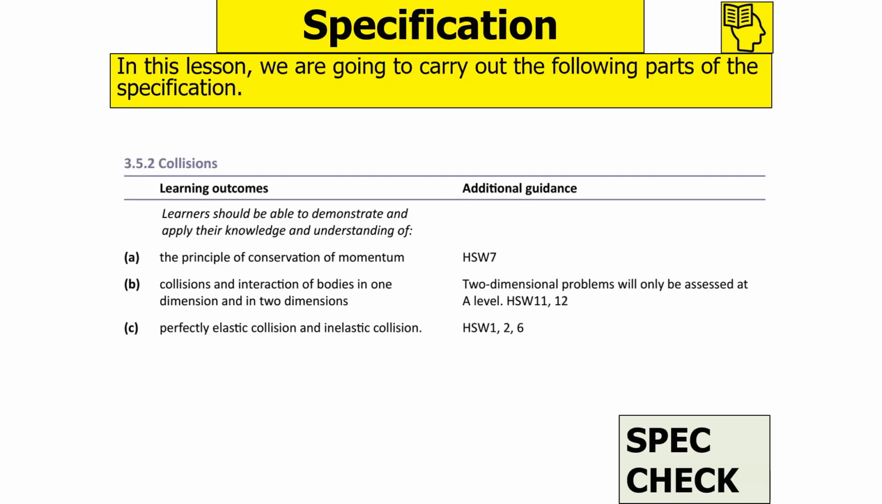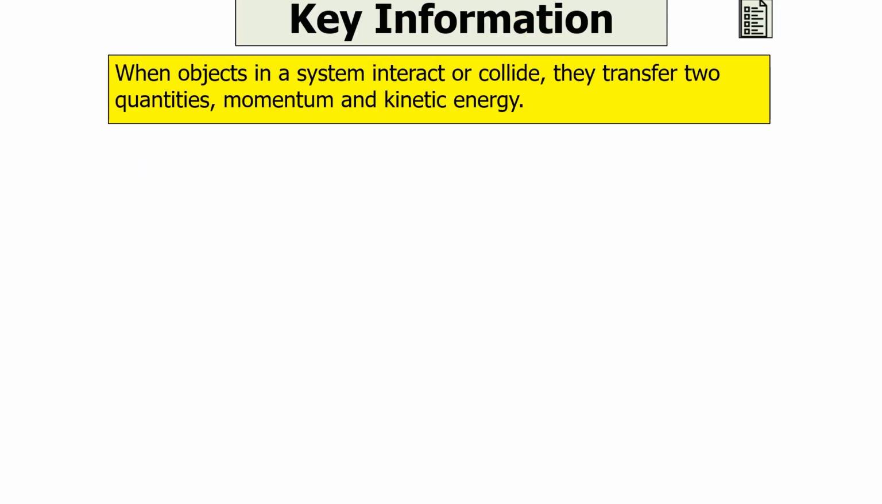So we're going to be looking at the following part of the OCR A-Level Physics specification: collisions, in particular perfectly elastic and inelastic collisions. Now when objects in a system interact or collide, they can transfer two quantities, momentum and kinetic energy.